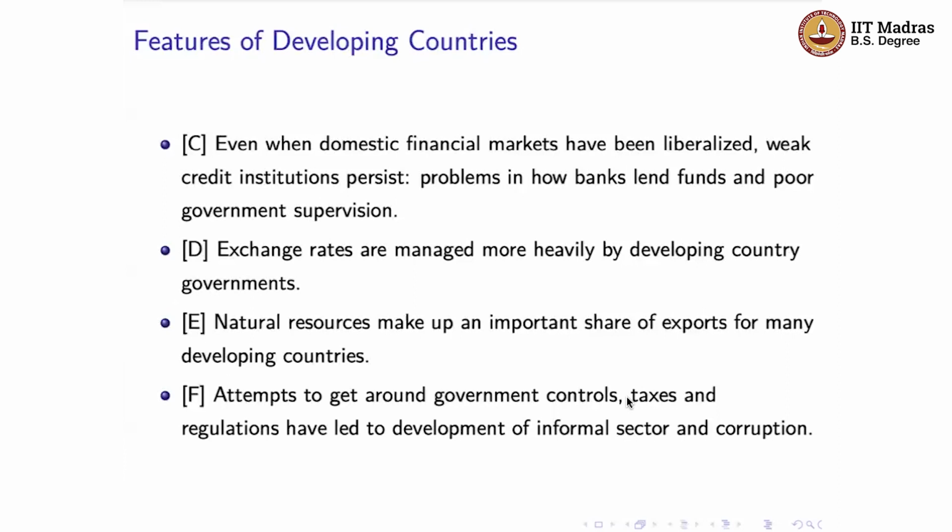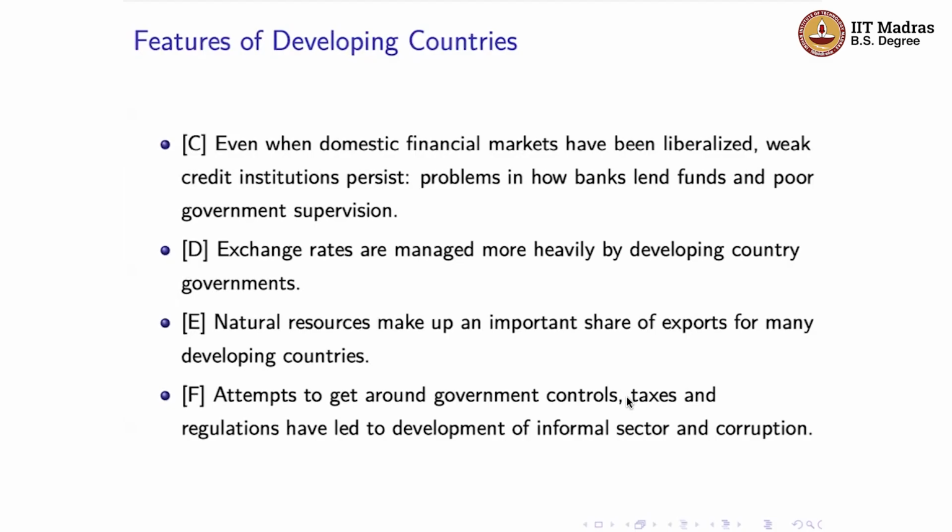Another feature that is common and that often adds to instability in developing countries is that natural resources make up a very important share of the exports for many developing countries. And we'll see that the reason why this adds to instability is that often these natural resources are subject to external shocks, right? So you have big swings in the prices of these natural resources, and as a result of that, you might have big changes in the amount of money that is available to these developing countries, right?